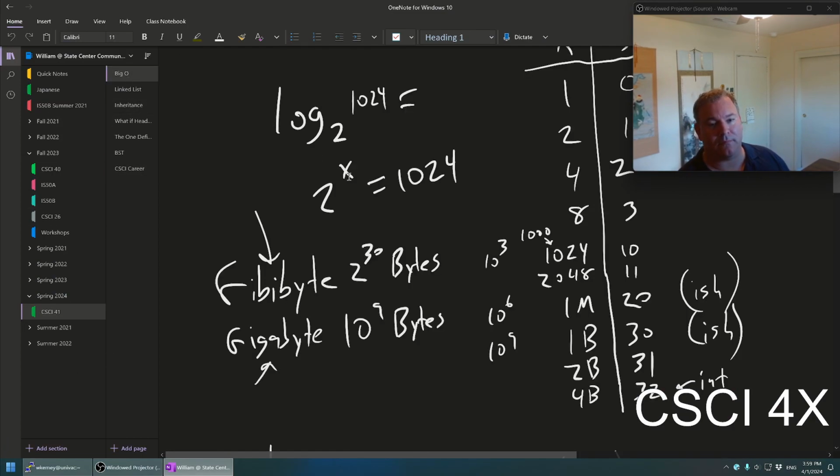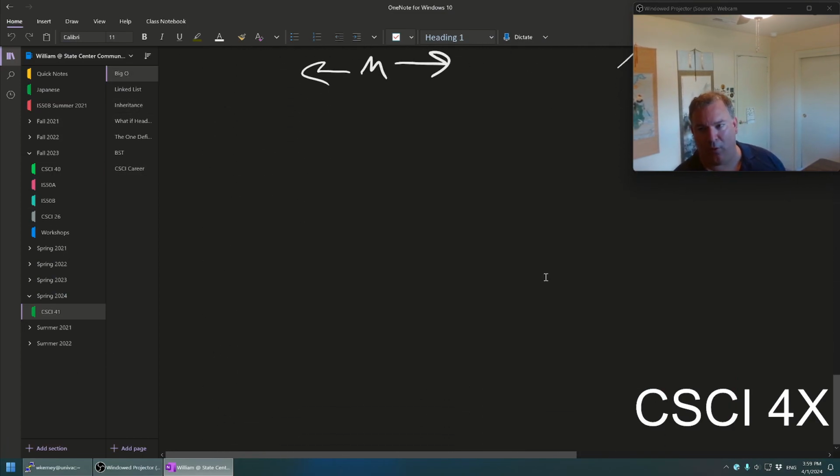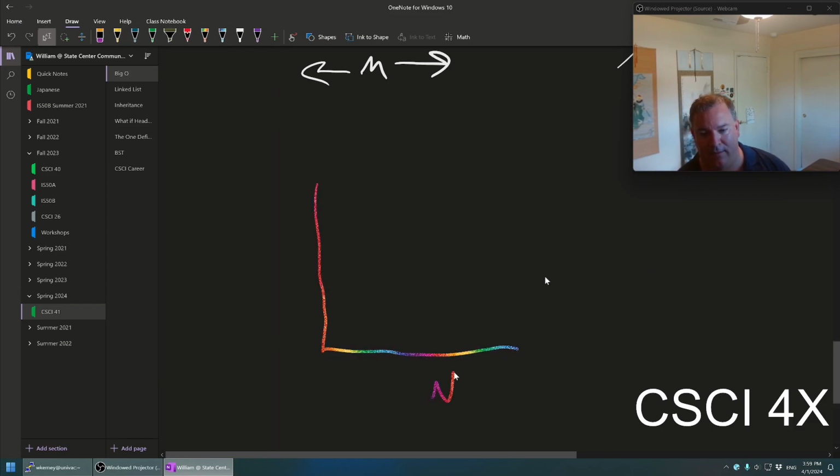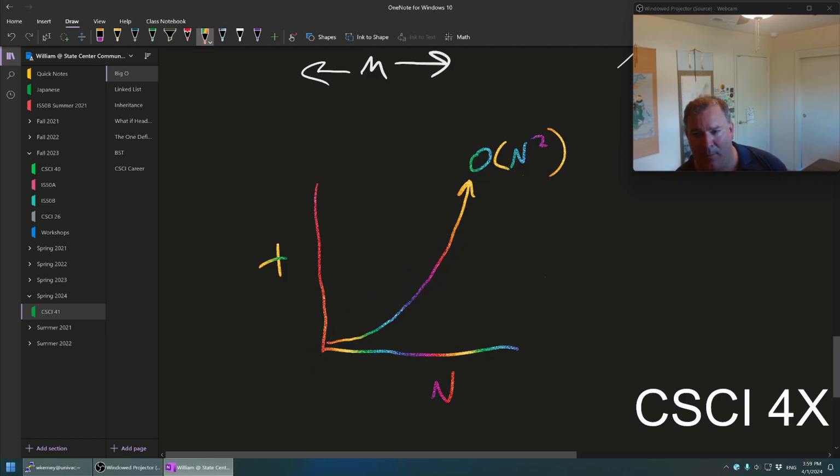So there is a more formal way of defining big O, and that is: n is the problem size, t is the amount of time it takes. And let's say that you've got a big O n squared algorithm. That means, roughly speaking, the running time is going to increase proportional to the square of the number of elements in your problem size.